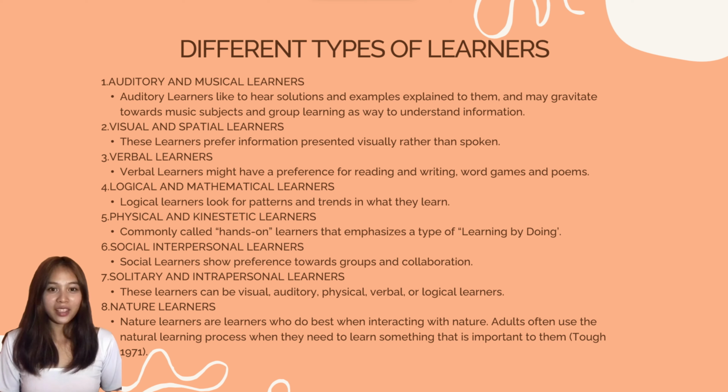Third, we have verbal learners. Verbal learners might have a preference for reading and writing, word games, and poems. An example of verbal learning would be listening to a lecture. A verbal learner would get more information from a lecture than a non-verbal learner. Fourth, we have logical and mathematical learners. Logical learners look for patterns and trends in what they learn. People who have strong logical-mathematical intelligence may excel in performing mathematical operations or thinking concepts through logically. They may also enjoy puzzles, mysteries, and scientific experiments.